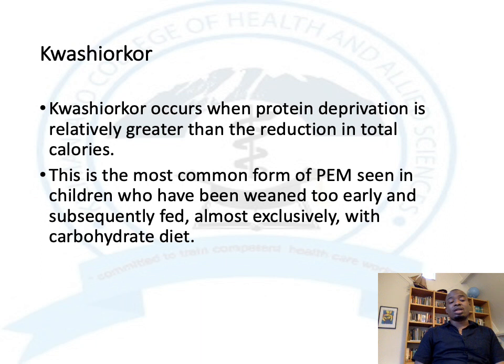total calories. So this is the most common form of protein energy malnutrition seen in children who have been weaned too early. This happens to children who have been weaned too early and subsequently fed almost exclusively with a carbohydrate diet. So they end up having a high level of carbohydrate, and they don't have enough protein. So for the mother who feeds the child up to 2 years, children are less likely to have this particular problem, because milk has a lot of proteins, and for this disease someone is sick because of lack of protein.